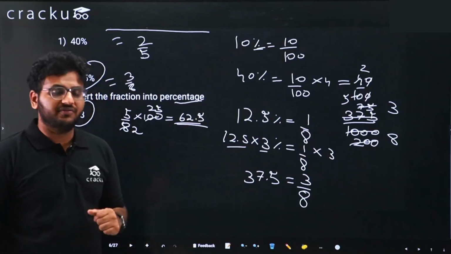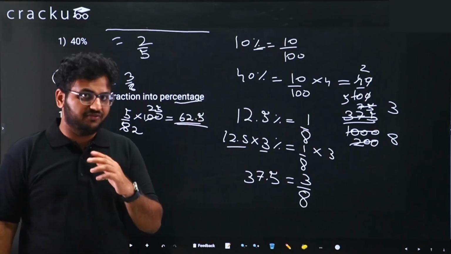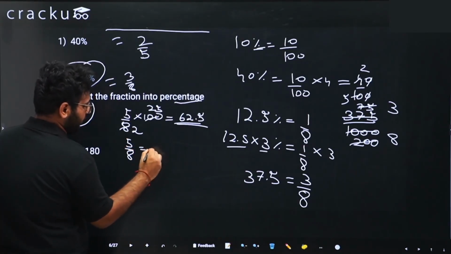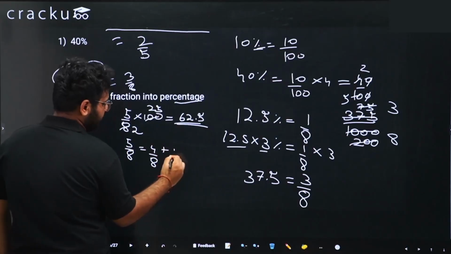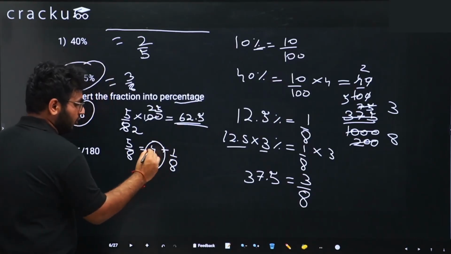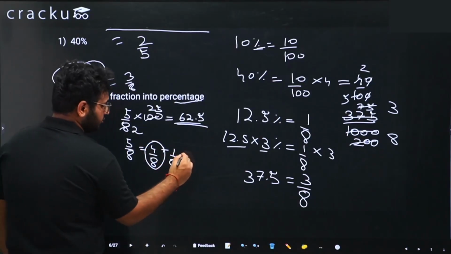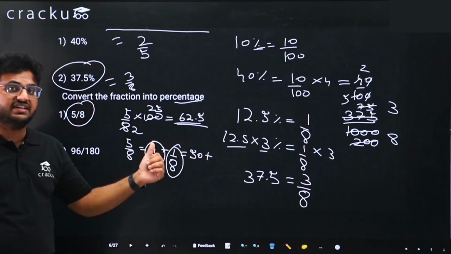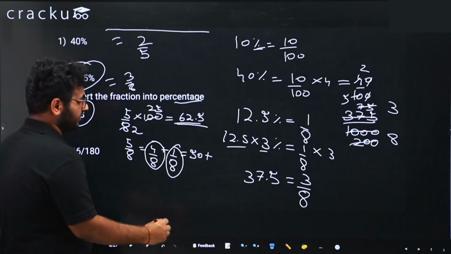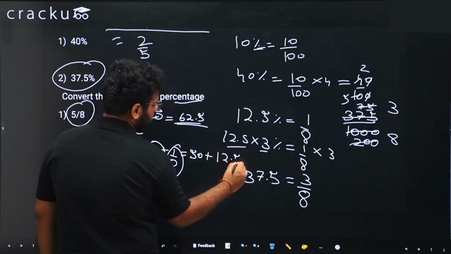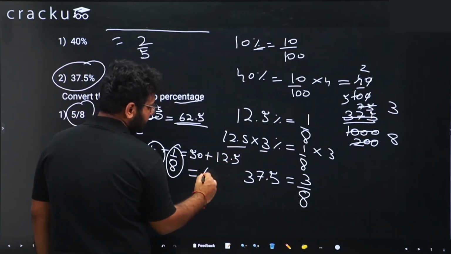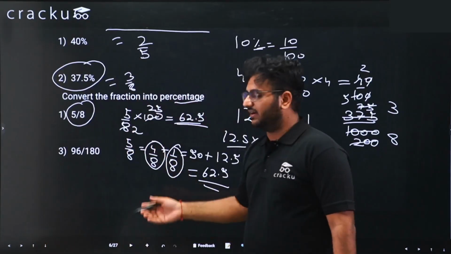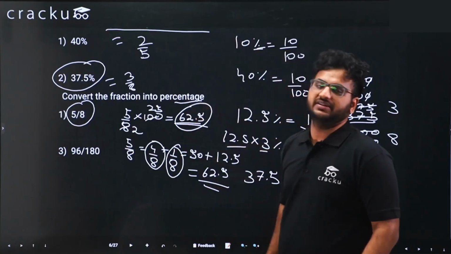Or what we could have done? We know that 4 by 8 is what? 50%. So 5 by 8 can be written as 4 by 8 plus 1 by 8. We know 4 by 8 is 1 by 2, which is 50%. So which will be equal to 50% plus 1 by 8. We have just seen that 1 by 8 is 12.5%. So 50 plus 12.5, which is equal to 62.5%. So either of these methods can give us 62.5%.